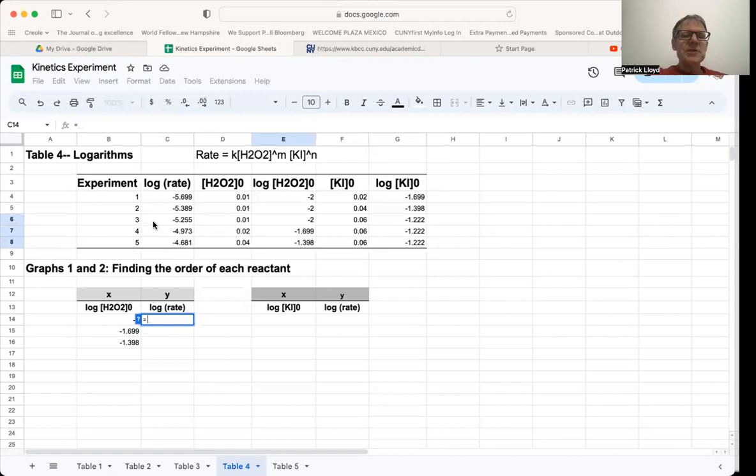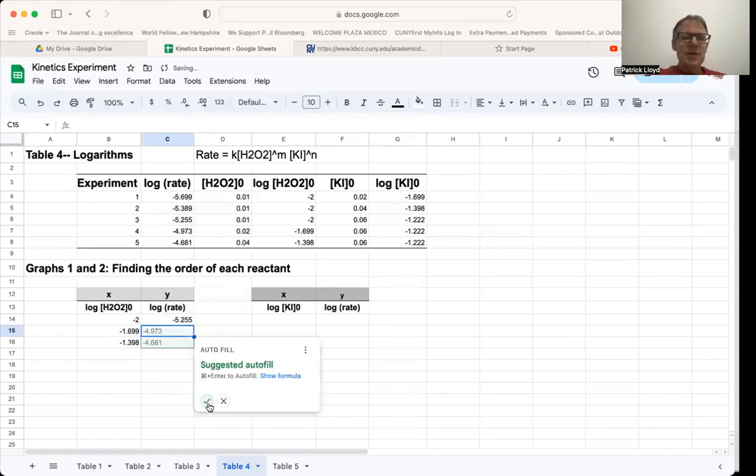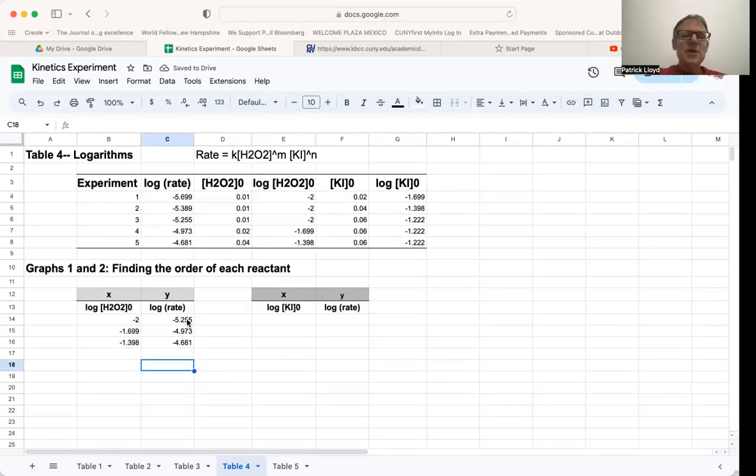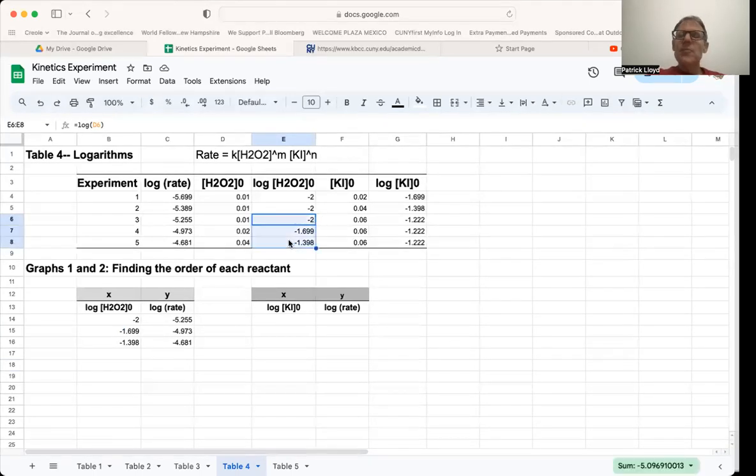Okay, so that would be this one, starting with this one right here. Okay. And then same thing. Okay. All right, so the point I'm trying to make is that I'm only looking at 3 values, not all 5, but I'm looking at 3 where the concentration of H2O2 is changing. So if you see here, 2, minus 2, minus 2, minus 2, there's no change there. It's where the concentrations are changing that we want to do.